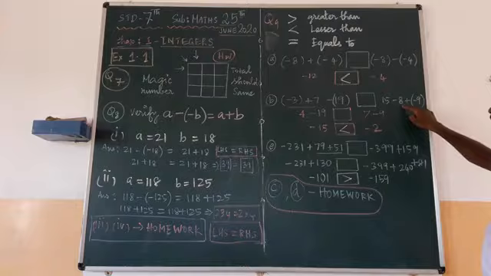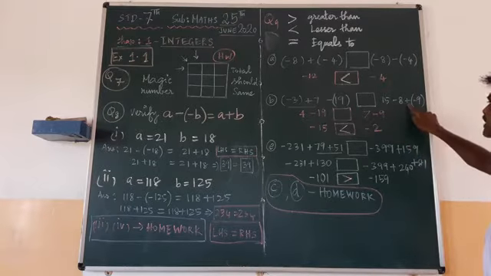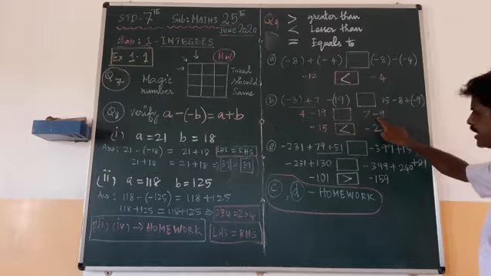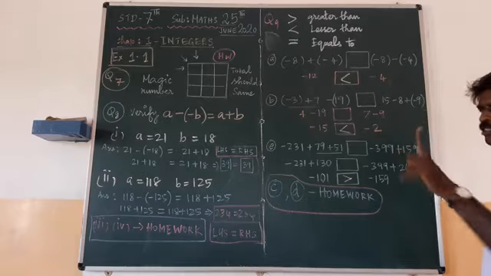15 minus of 8. First step I am doing. 15 minus 8 got 7. And plus of minus is minus 9. Minus 9. So 7 minus 9. Here also plus minus is there. Then you have to subtract.